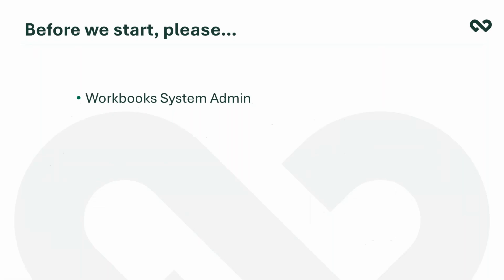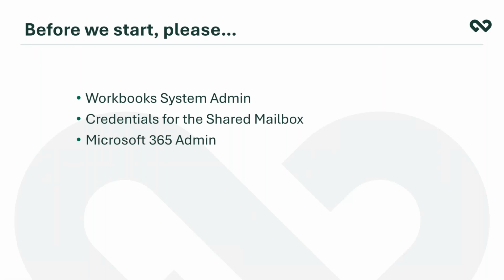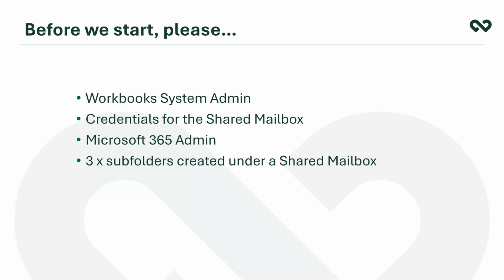Some prerequisites before we start setting up the process: it is beneficial to have a Workbooks system admin with you while doing this, to ensure you have the correct capabilities and permissions. You would need the credentials for the shared mailbox. You would need a Microsoft 365 admin for your tenant to verify the credentials and to provide the correct access when completing OAuth. And then you would need to possibly create 3 subfolders under the shared mailbox that you plan to use for the email to case process.